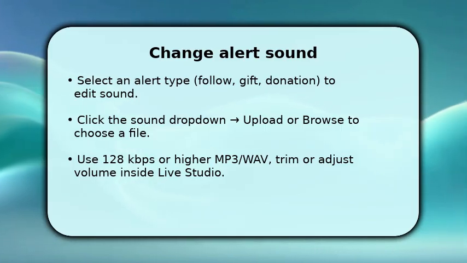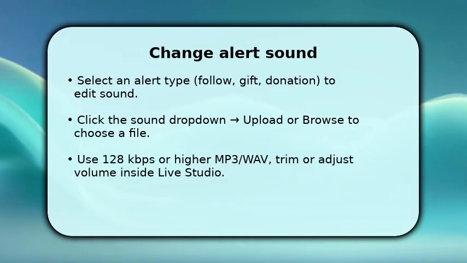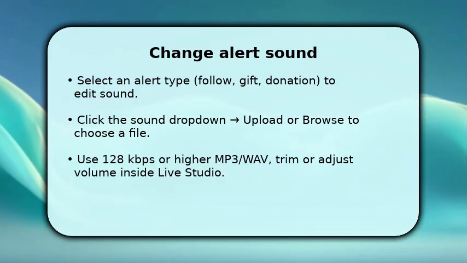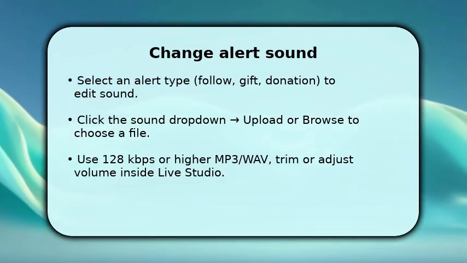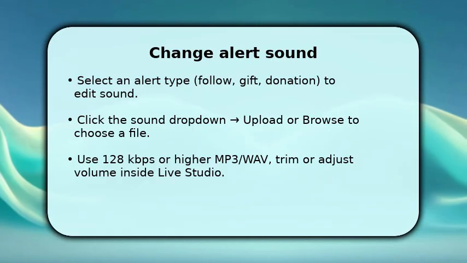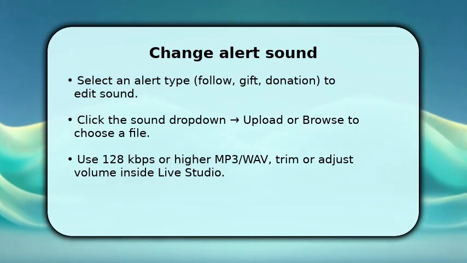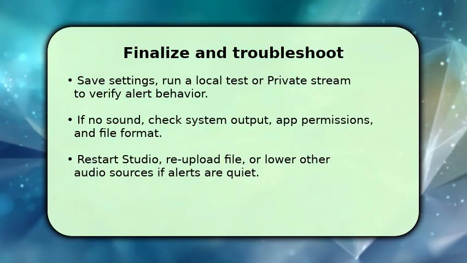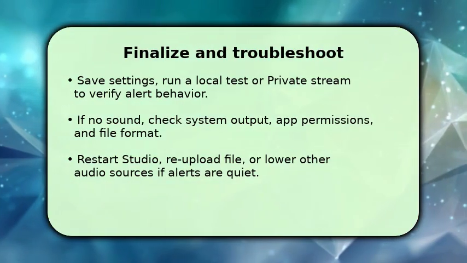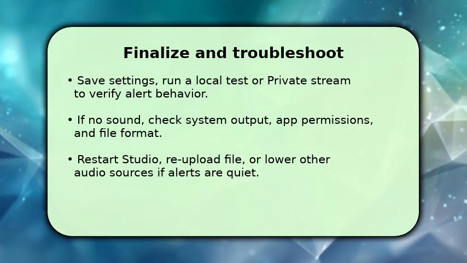Live Studio accepts common formats at 128 kbps or higher for quality. After uploading, use the built-in trim and volume controls to fit stream levels. Make sure to test the sound with the preview button so you hear how it sits in your overall audio mix. Once done, save your changes and run a local test or a private stream so you can confirm alerts trigger as expected.